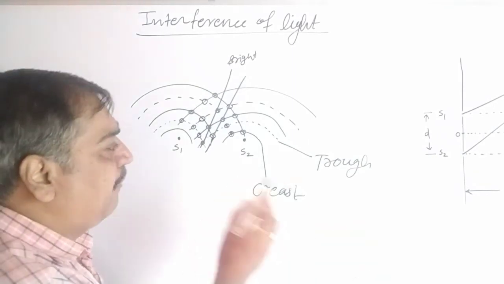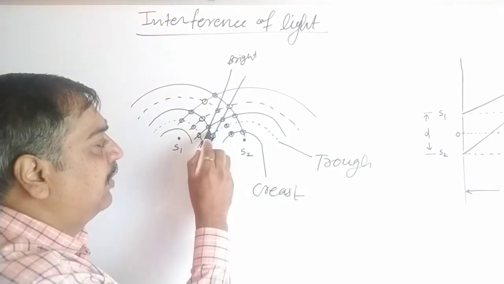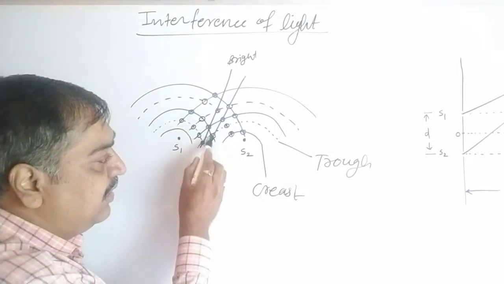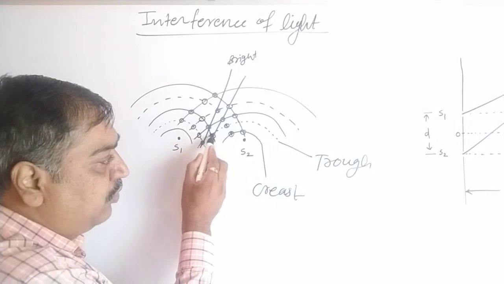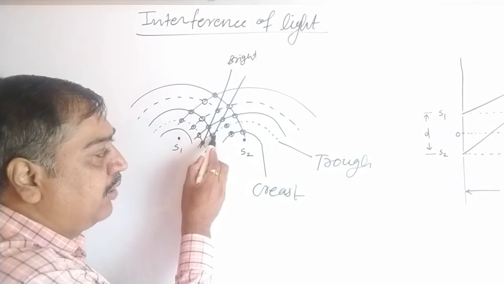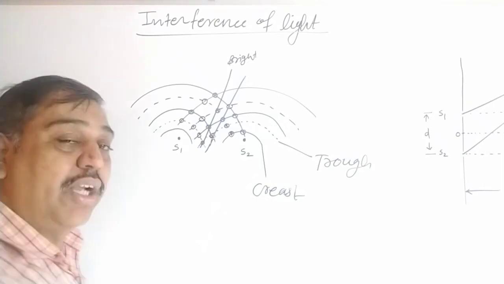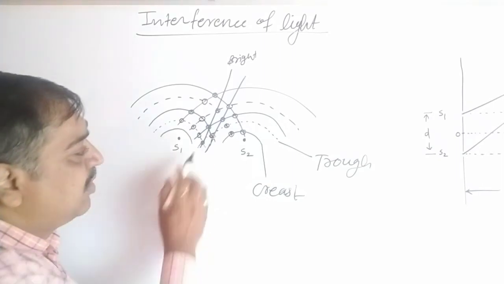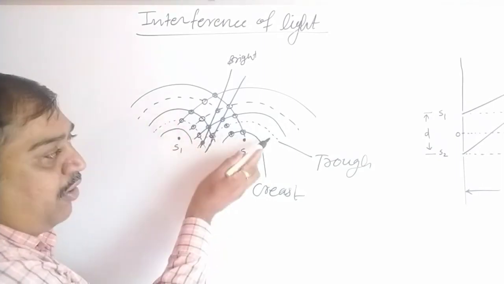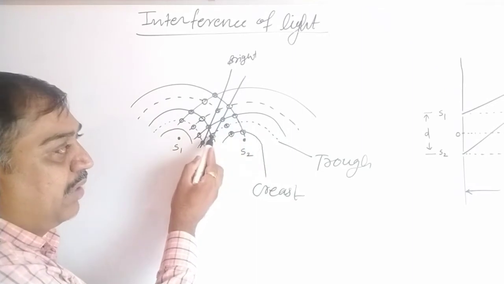Let's go to the second part. If we see this part, here the dark line comes, this dark line is incident on the dotted line. So this should be a point represented by a black circle. That is nothing but a dark point, destructive interference. Why is it destructive interference? Because the crest of first falls on the trough of second. So it becomes destructive.